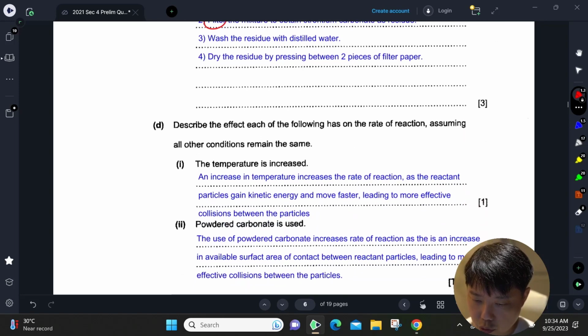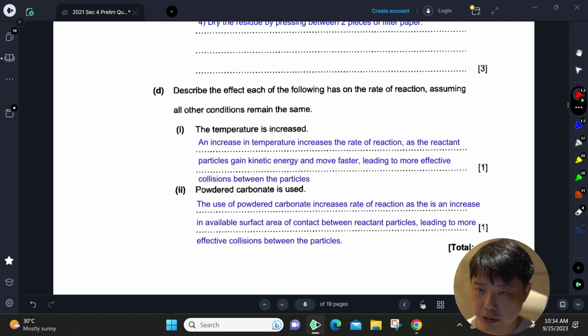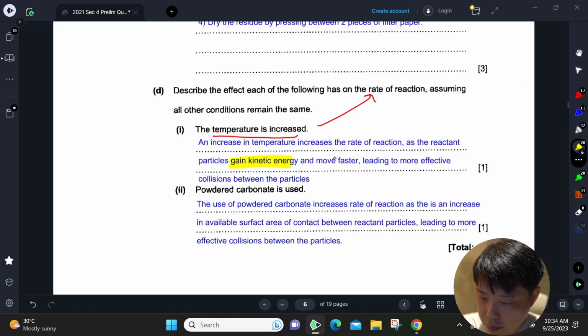Okay, part D, describe the effect of each of the following on the rate of reaction, assuming all other conditions remain the same. When temperature is increased, usually what will happen? How will temperature increase impact the rate of reaction? Usually at all times, when temperature goes up, the rate of reaction will increase because reactant particles gain kinetic energy. They move faster, leading to more effective collisions. So the rate of reaction increases.